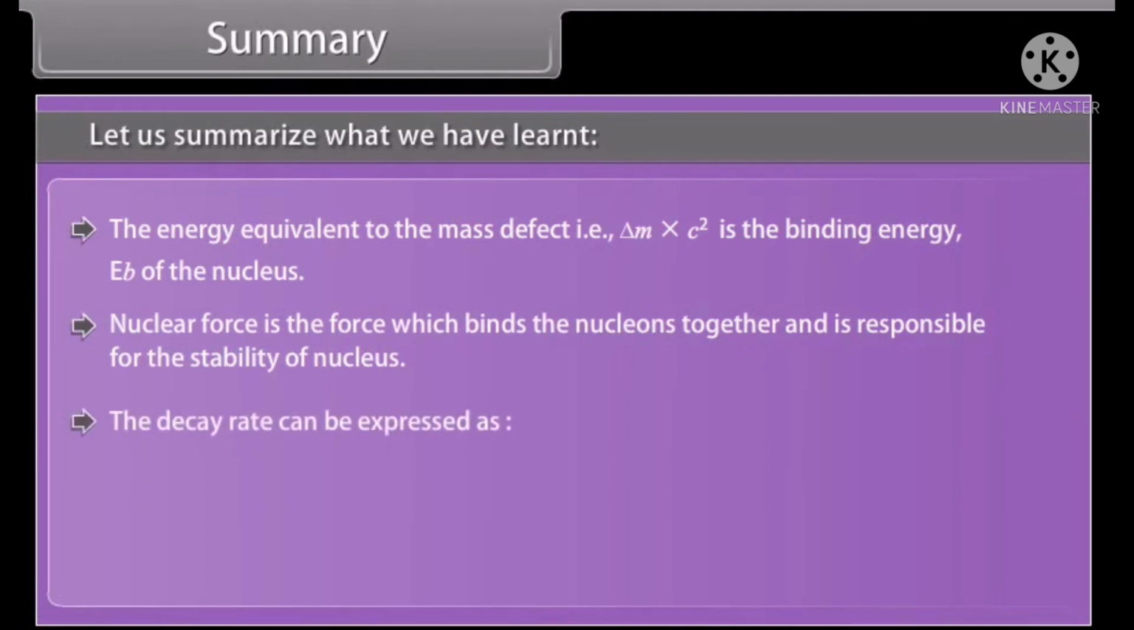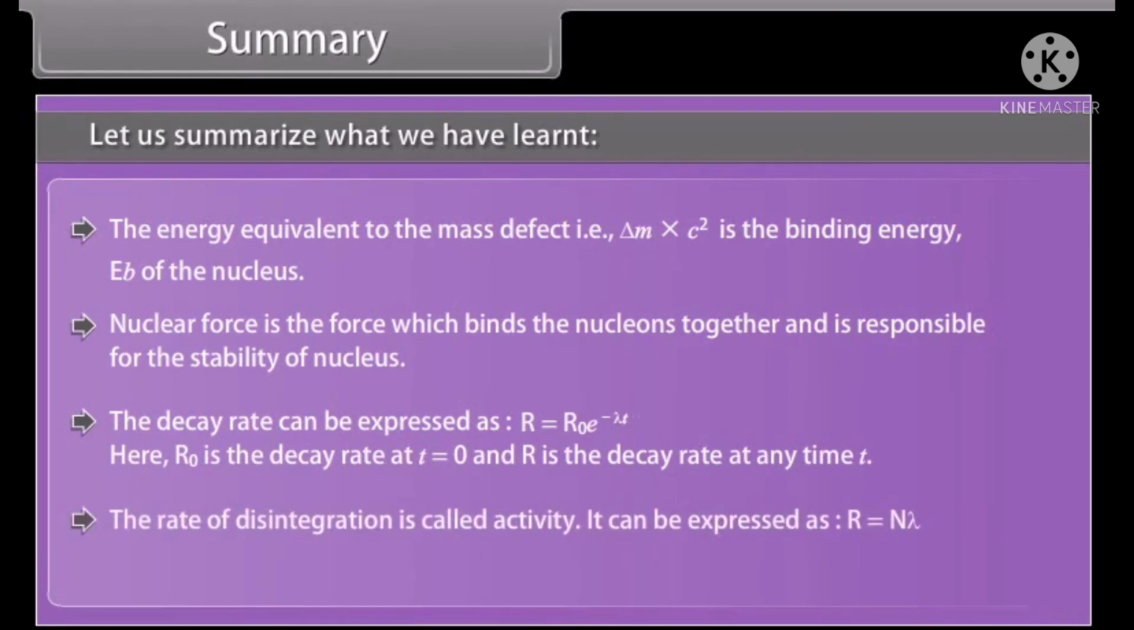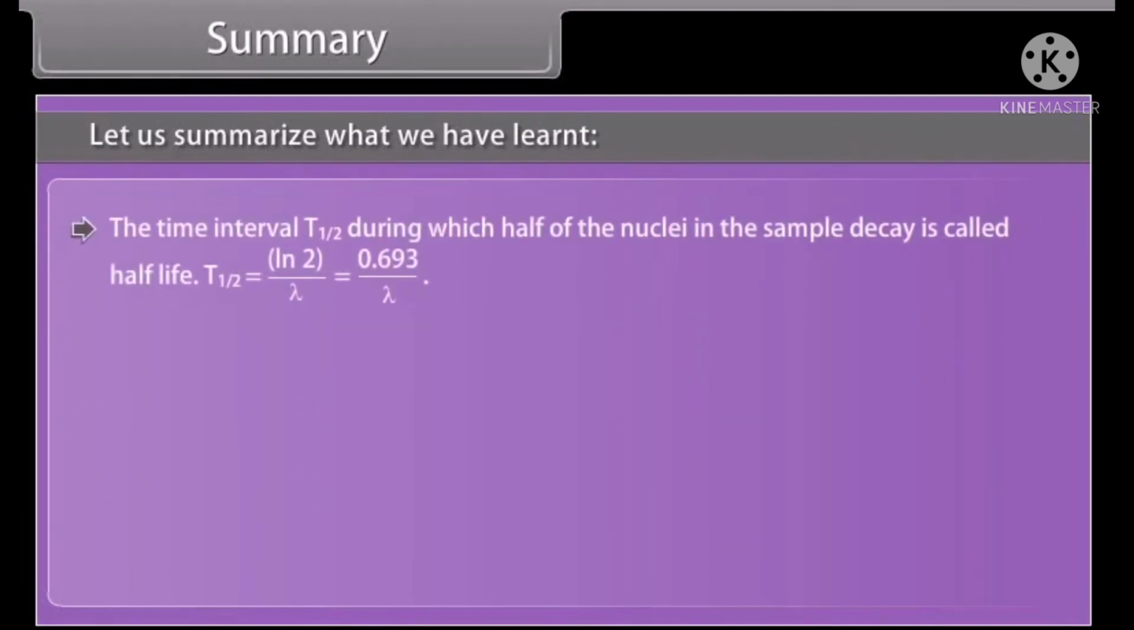The decay rate can be expressed as R = R0 e^(-λt), here R0 is the decay rate at t equal to 0, and R is the decay rate at any time t. The rate of disintegration is called activity. The SI unit for activity is becquerel. The time interval t½ during which half of the nuclei in the sample decay is called half-life.